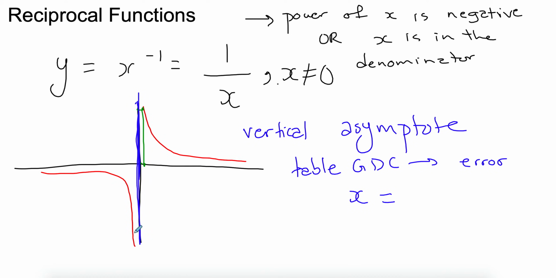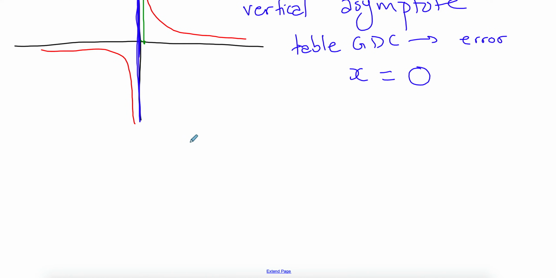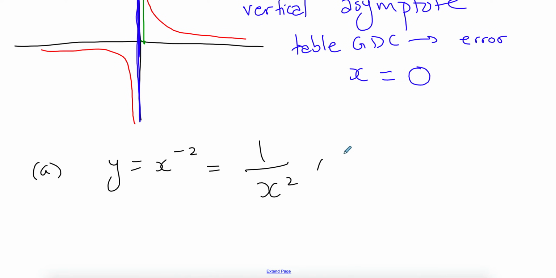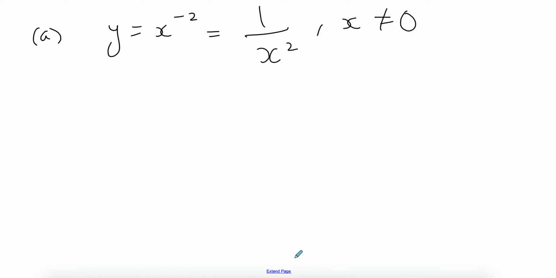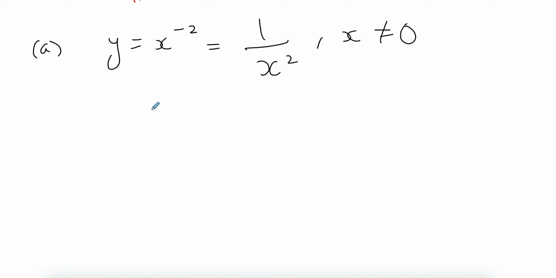So if I tell you what's the vertical asymptote of this graph, you're going to tell me it's x equals to 0 because I'm not allowed to put 0. Now, a bit extra, and this is included in your book. If I have y equals x to the power of -2, so we said that's 1 over x squared. And what value, if I put in here, would not be defined, would give me an error. So obviously it's 0.